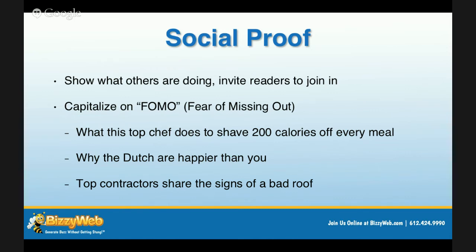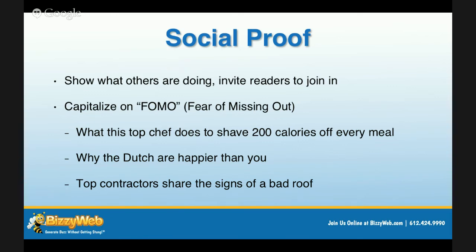So examples: what this top chef does to shave 200 calories off every meal, why the Dutch are happier than you, top contractors share the signs of a bad roof, or Oprah Winfrey shares her favorite book of the month. Those sorts of things are much more likely to be connected. That's what celebrity endorsements tend to capitalize on, the social proof.